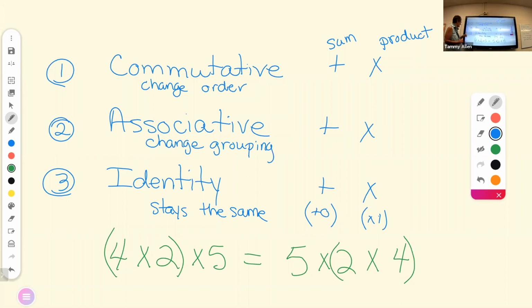It was 1. I changed the order of the 4 and the 5. I kept the 2 and the 4 grouped together though, didn't I? Now, I would be going towards grouping the 5 and the 2 together. It would make 10. So if I wanted to keep going with this problem, eventually I would want to group the 5 and the 2 together, and then that would be what property? The associative property. Okay? But my first step was to get that order changed around.